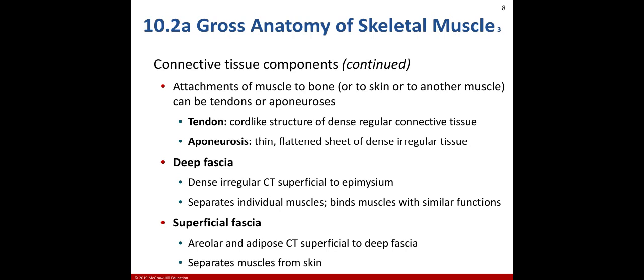You can also have an aponeurosis, which is a flat, thin sheet of dense, irregular tissue. Not as important for our purposes as tendons, but still there. We have what we call the deep fascia. That is dense, irregular connective tissue that is superficial to the epimysium, and that is going to separate individual muscles, bind muscles that do the same job together. And then you've got superficial fascia, which is areolar and adipose connective tissue. It's superficial or above the deep fascia, and it's what's separating your muscles from your skin.